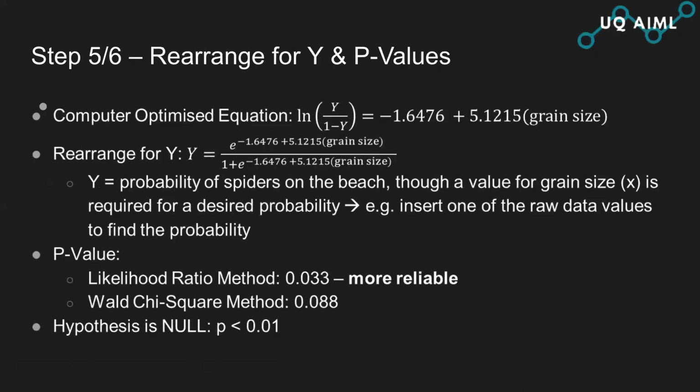So then after that, with this equation, we want to rearrange for y so that we can have a model that we can graph to find out the probability of spiders being there if we have a given grain size. And that was the point of this whole study, to find out if there was a variation or if there was any dependency.